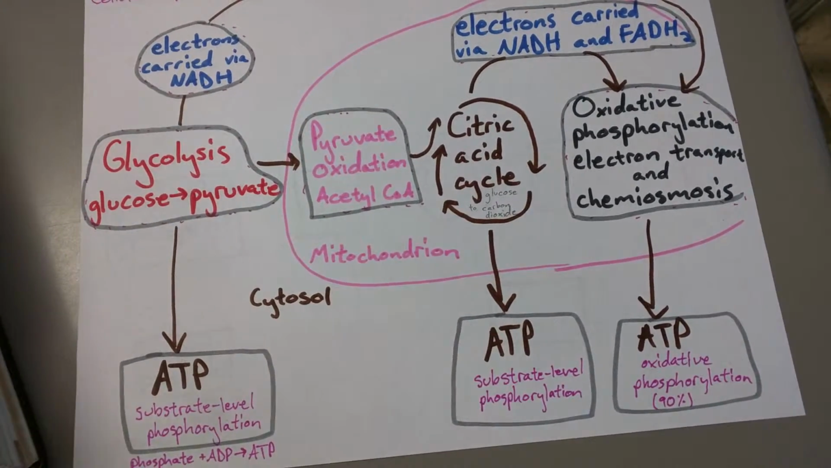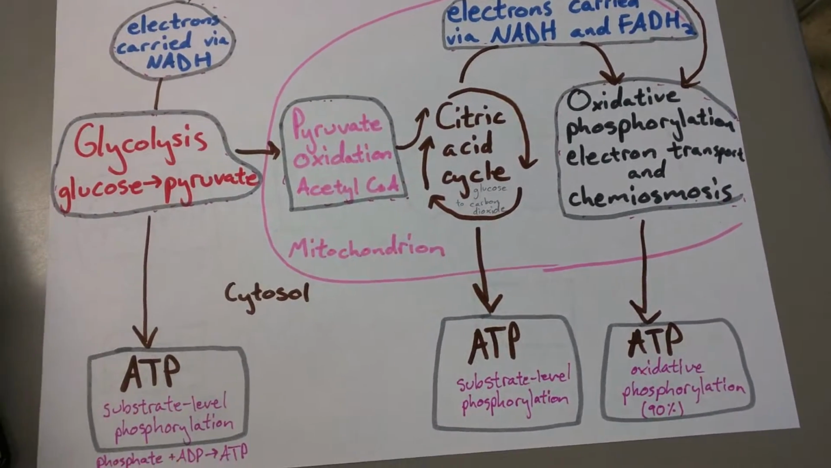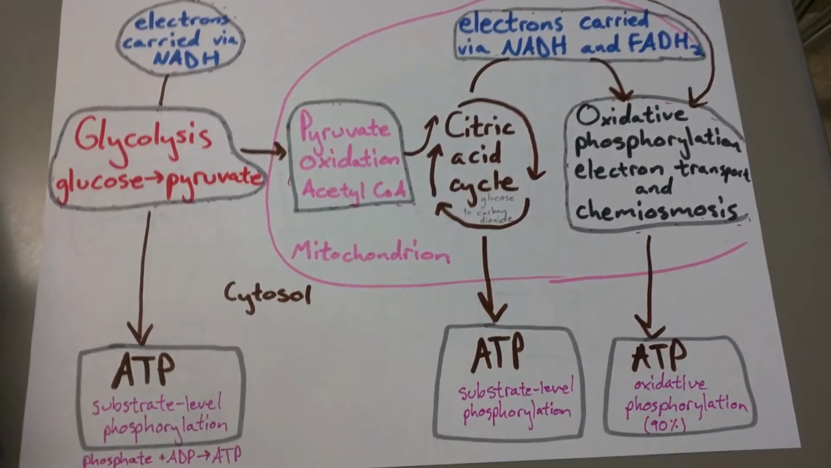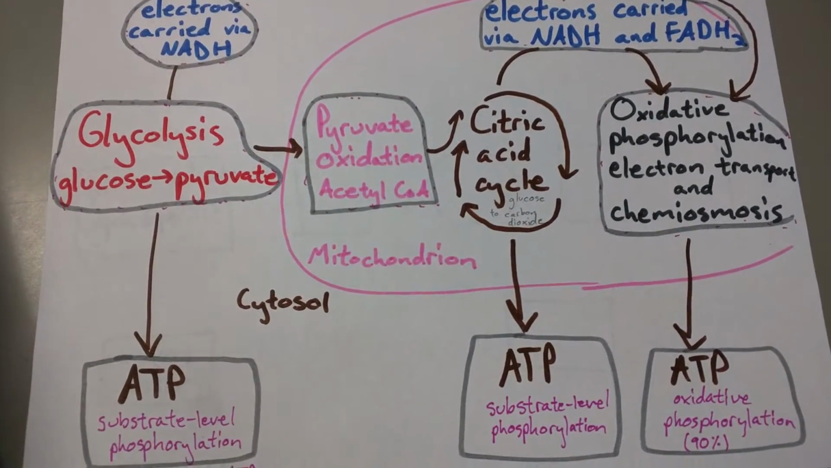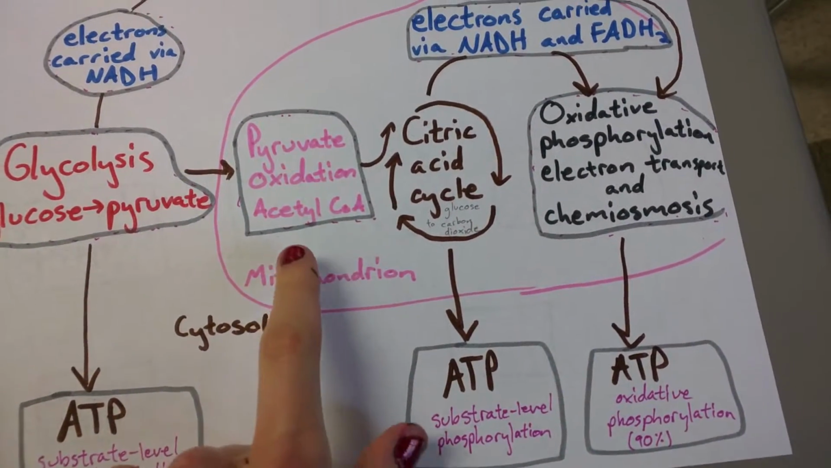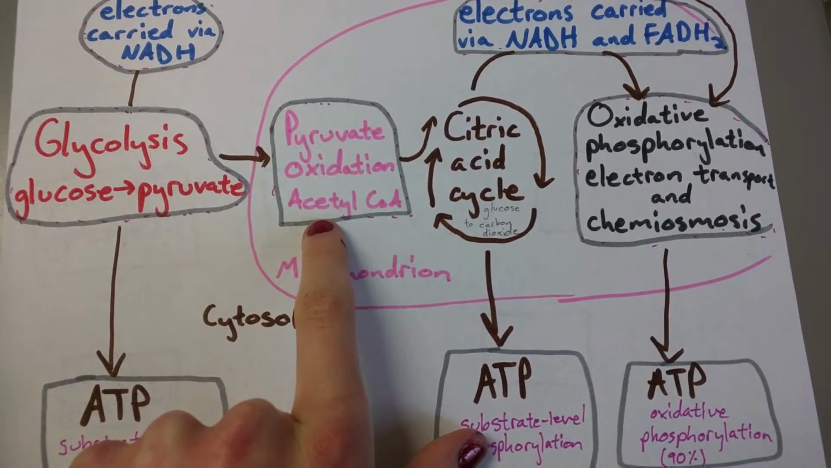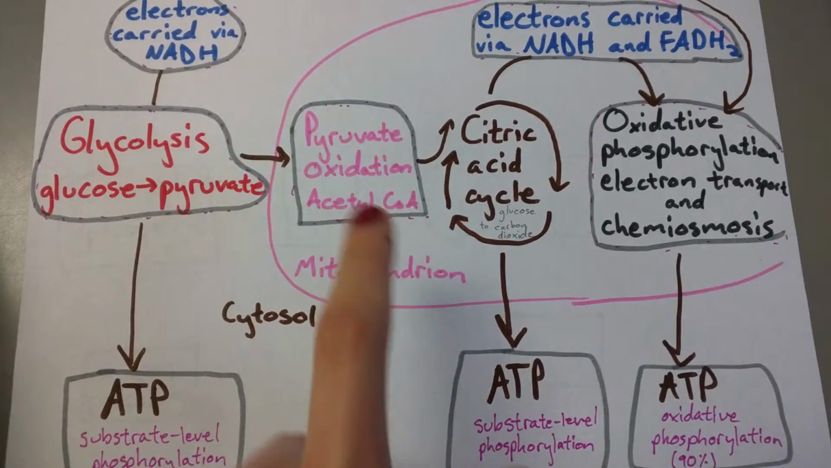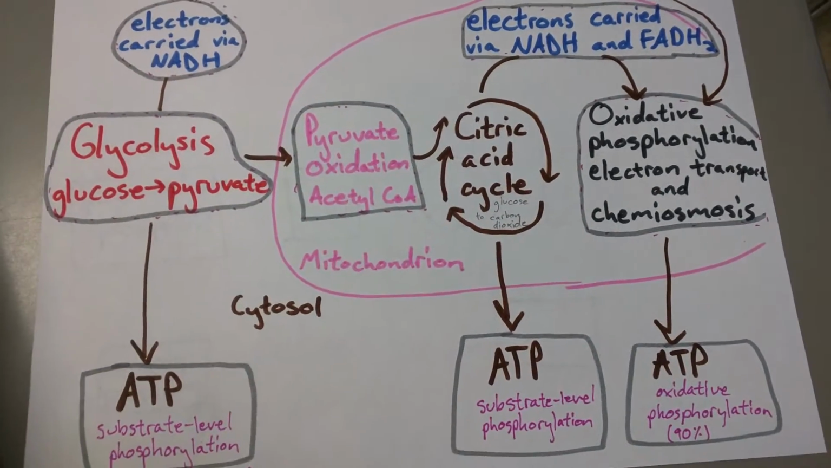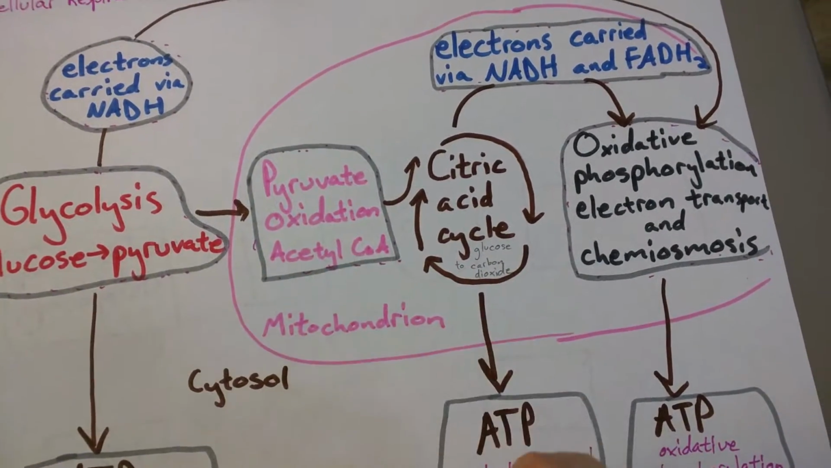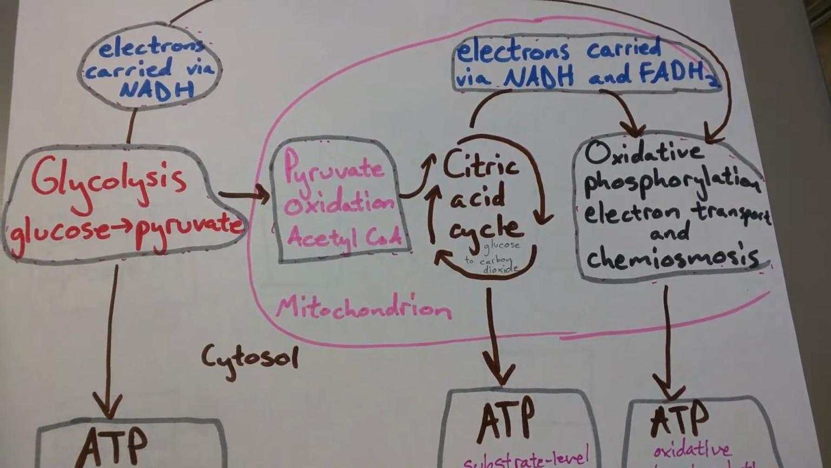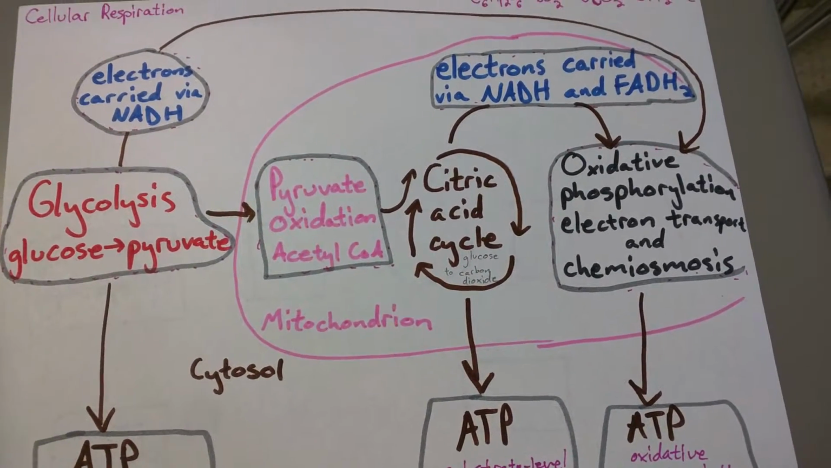Splitting of sugars, splitting glucose into two molecules of pyruvate. The two molecules of pyruvate then move into the mitochondrion for pyruvate oxidation through the enzyme acetyl coenzyme A, which prepares them for the citric acid cycle, converting glucose into carbon dioxide.